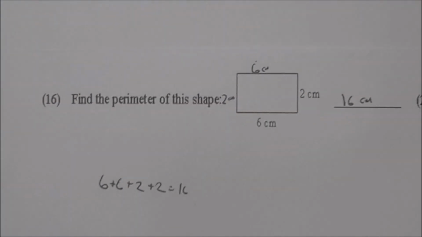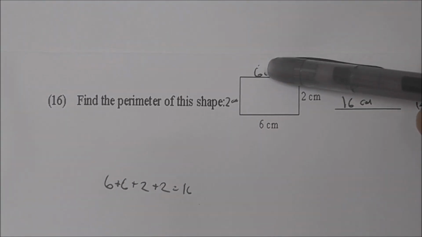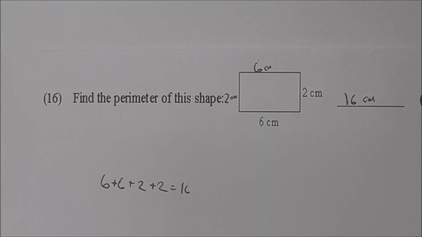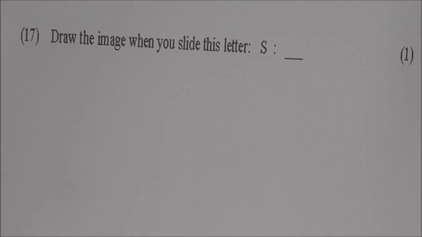Very good. Okay, let's check it. So she added 6 plus 6 plus 2 plus 2. Those are the sides. Add the sides. And remember, your answer would be in centimeters. Very good. Number 17. Read it, Sky.